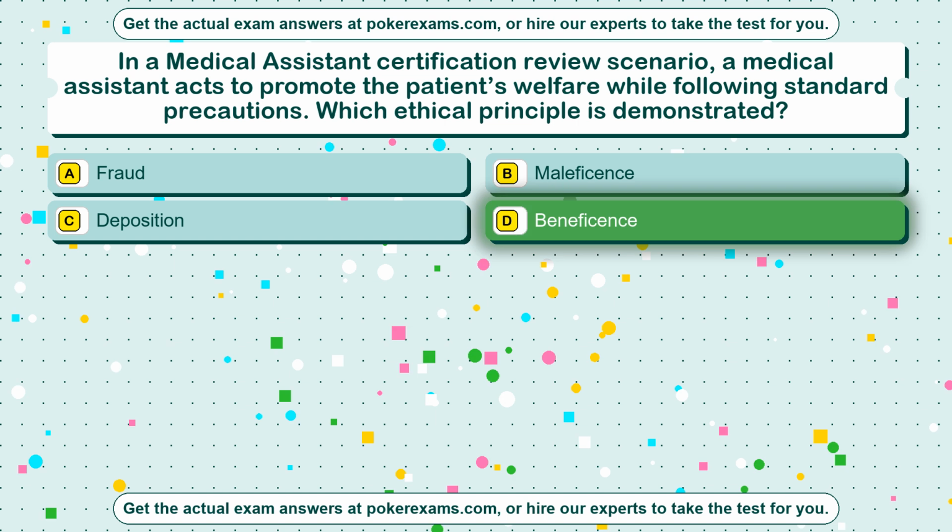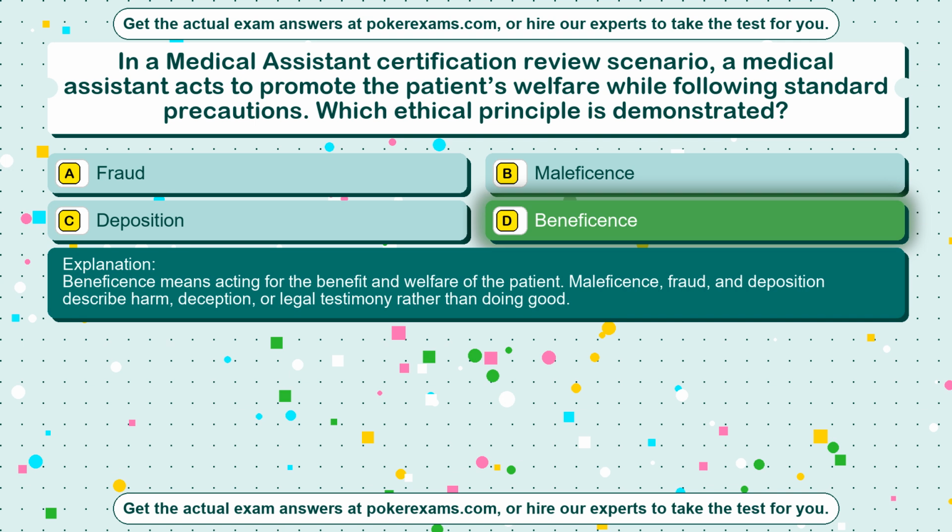The correct answer is option D, beneficence. Beneficence means acting for the benefit and welfare of the patient. Maleficence, fraud, and deposition describe harm, deception, or legal testimony rather than doing good.